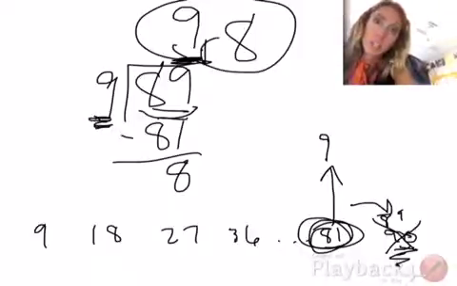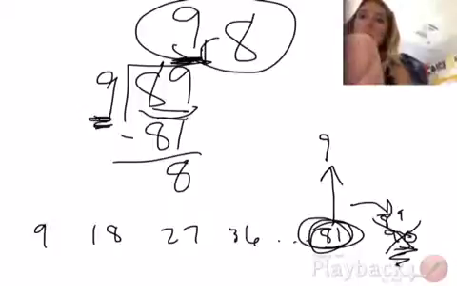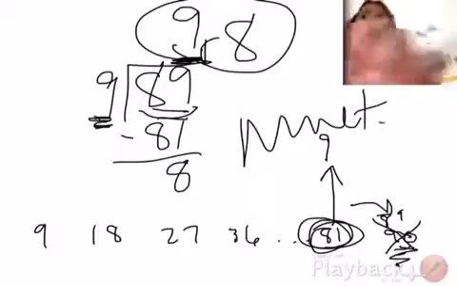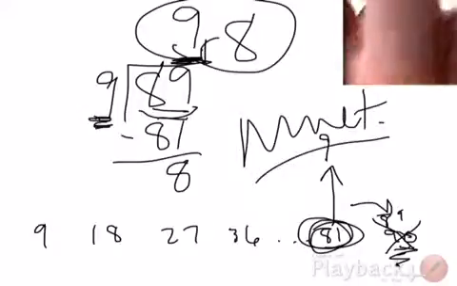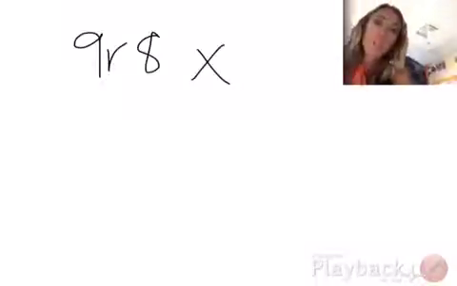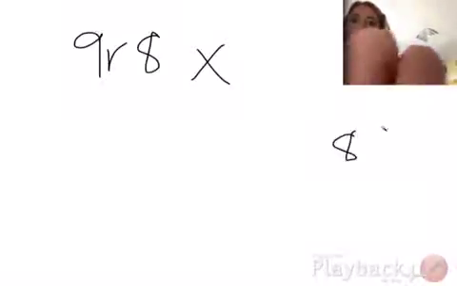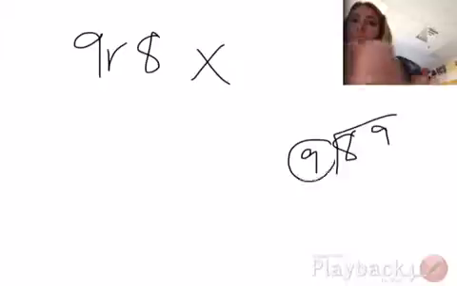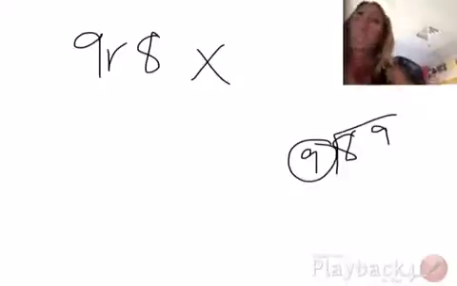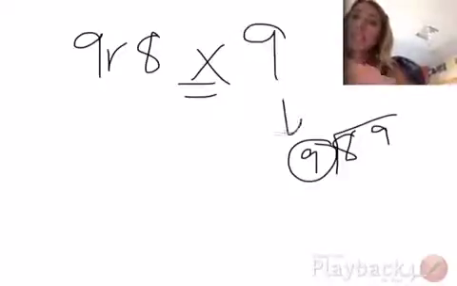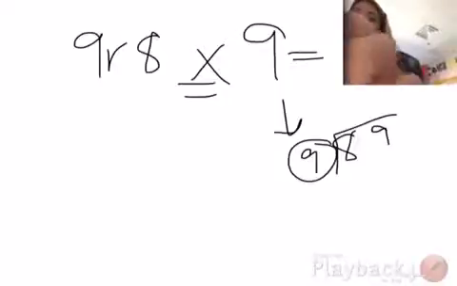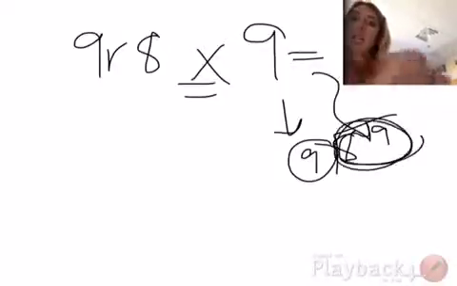Now how do we check it? By not dividing, but multiplying. So let's go ahead and multiply 9 remainder 8 times the original divisor. Remember, 89 divided by 9. We're going to multiply by that divisor to see if we get 89.